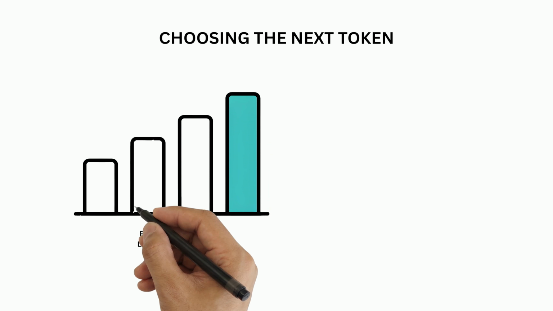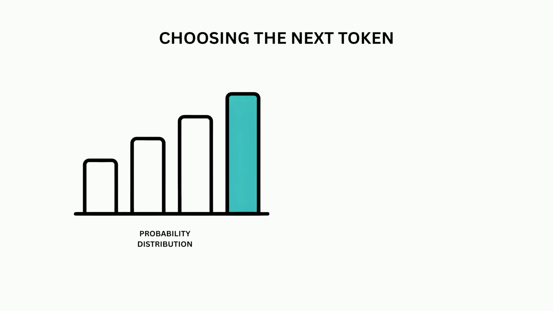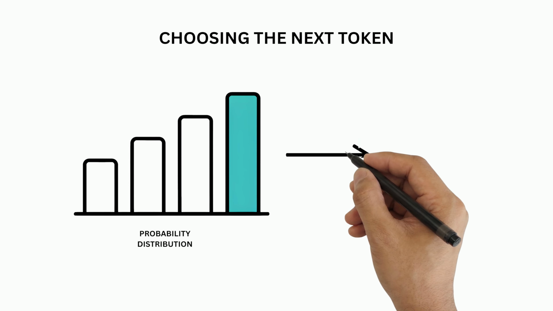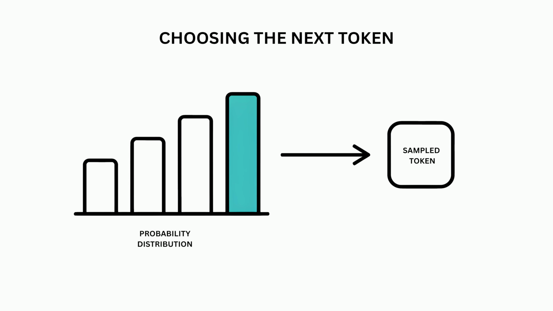GPT then samples one token from that probability distribution to actually output. It usually doesn't just grab the single highest scoring token every time. A setting called temperature controls how much randomness gets mixed in, which is exactly why the same prompt can produce a slightly different answer each time you run it. This is also the root of hallucination. The model is always producing a plausible sounding next token, not consulting a database of verified facts.